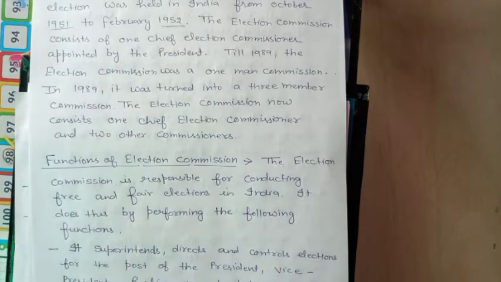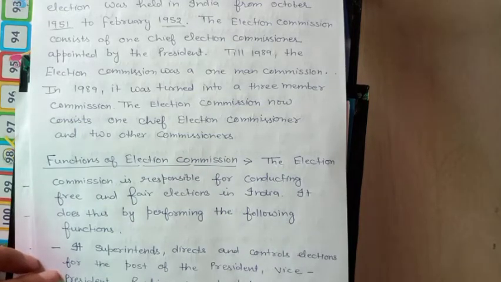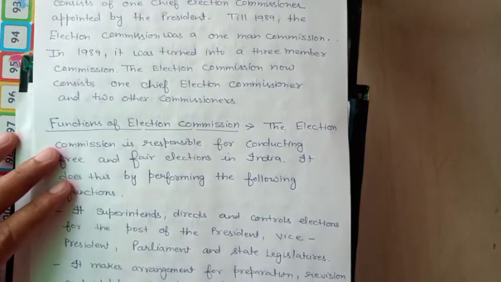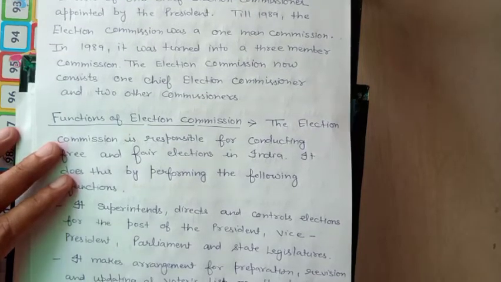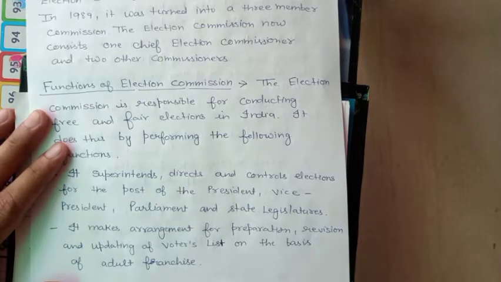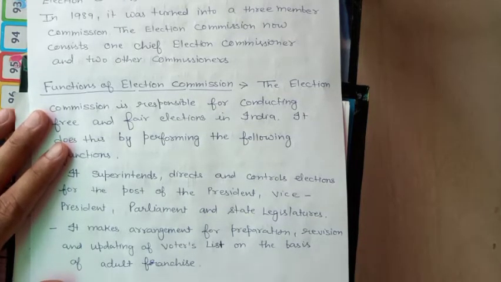Mostly the elections are conducted by our Election Commission, because it is the prime responsibility of our Election Commission to conduct free and fair elections in our country, India. It makes arrangements for preparation, revision and updating of the voter list on the basis of adult franchise. Yes, it is done by our Election Commission. The voter list is updated after every 5 years, on the basis of the census. The first census was held during British India in 1872, but it was not complete. The first complete census was held in India in 1881, and after that, the census is held every 10 years in our country, India.